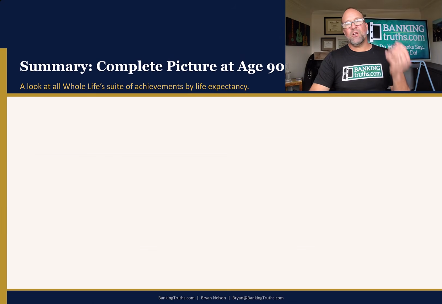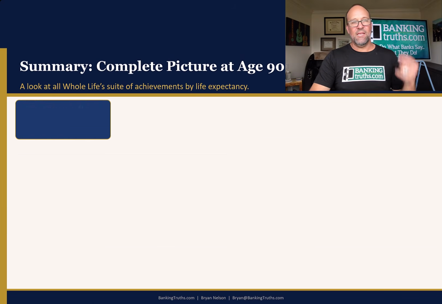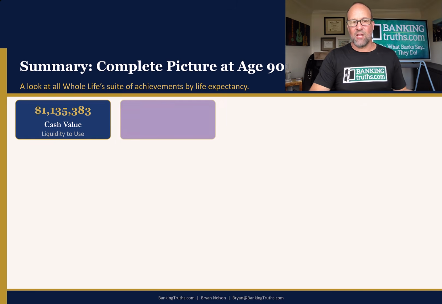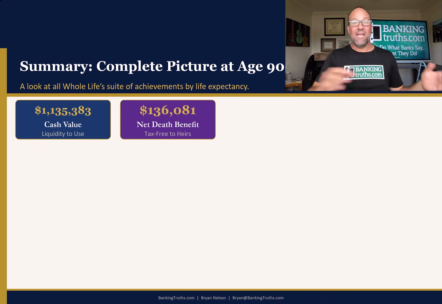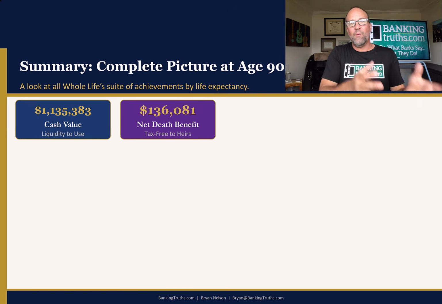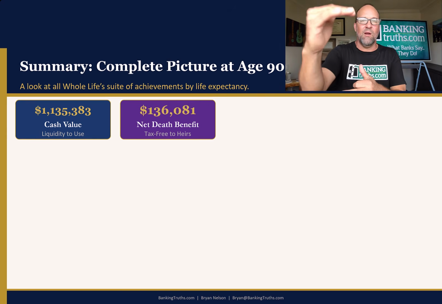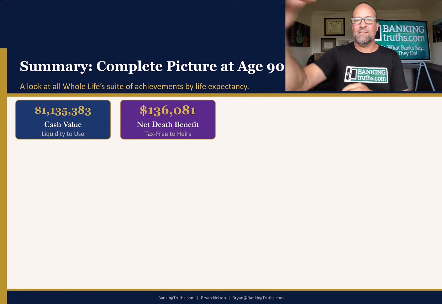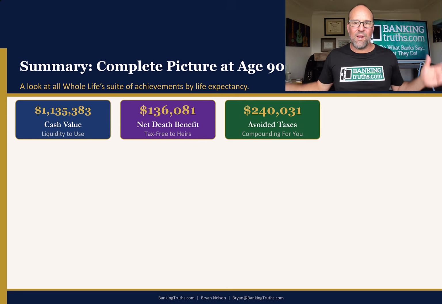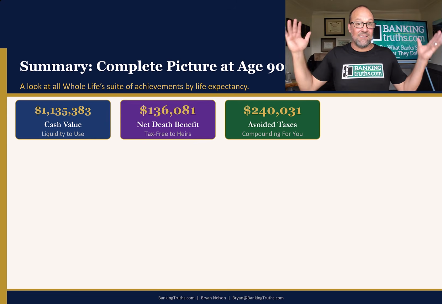All right, so let's put it all together and look at age 90. So what's he get? He's got 1.1 million of cash value. It grew to be a lot bigger than it otherwise would. Why? Because of the tax sheltering from the permanent death benefit. And it doesn't matter how much permanent death benefit is delivered. In this case, only 136,000 over and above the cash value. But because a death benefit's being delivered, he gets to avoid 240,000 of taxes along the way.